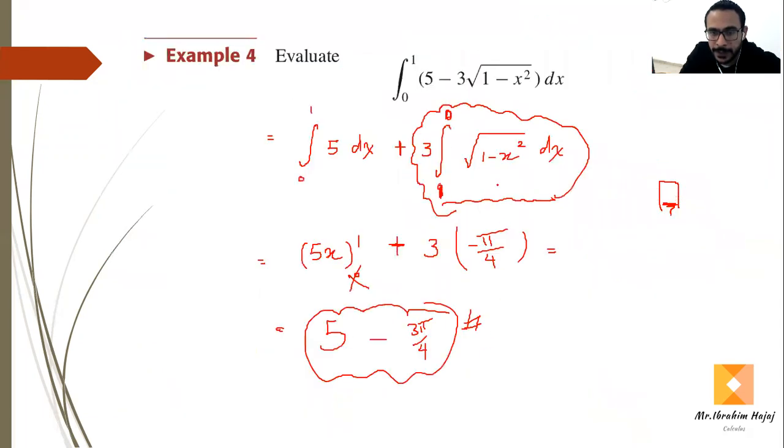Okay, so we used pi over 4 from the previous question and it's negative since we flipped the limits of the integration, instead of 0 to 1 it's from 1 to 0, so it came out negative pi over 4.